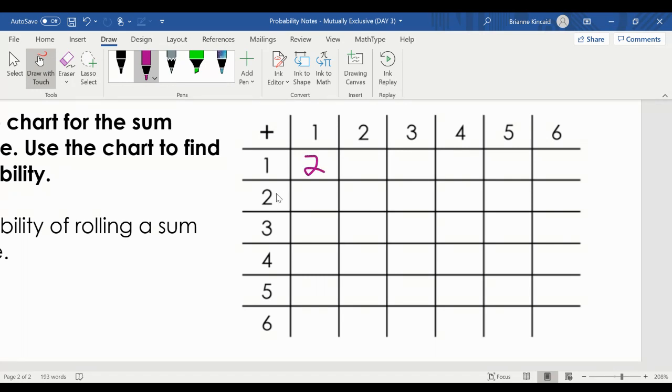If I come down here, I rolled a 2 on the first die, but a 1 on the second die. Essentially, you're going to get the same sum if you rolled a 1 on the first die and a 2 on the second one, but we still have to list them separately.